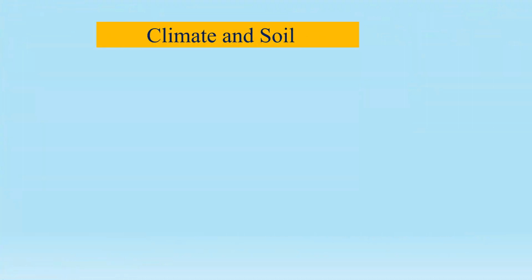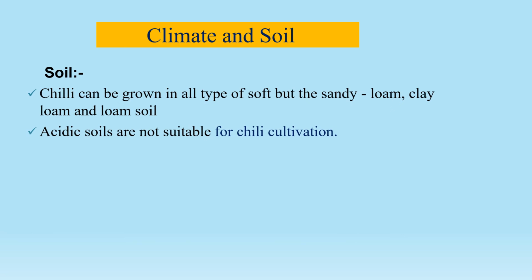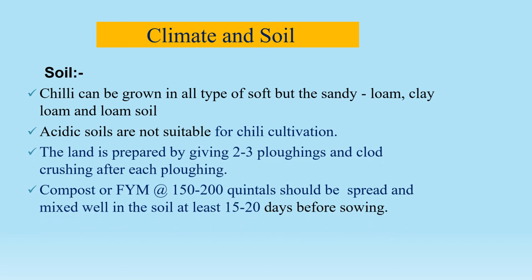Coming to the soil for chili, it can be grown in all types of soil, such as sandy loam, clay loam and loam soils, but acidic soils are not suitable for chili cultivation. The land should be prepared by giving 2 to 3 plowings, with clod crushing after each plowing. Compost at 150 to 200 quintals should be spread and mixed well in the soil at least 15 to 20 days before sowing for better growth of the chili crop.